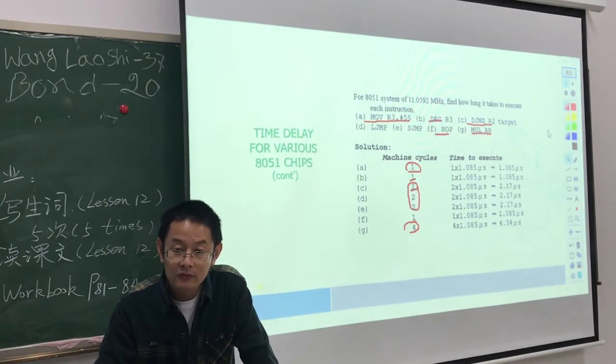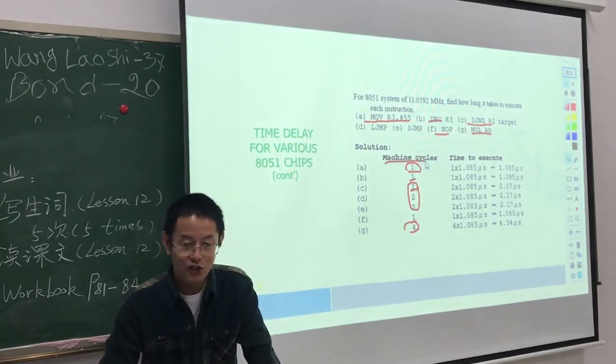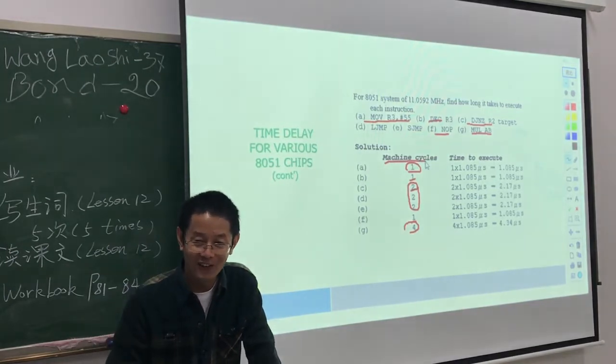How do you know the number of machine cycles? You can check the instruction table. The instruction table tells you how long.